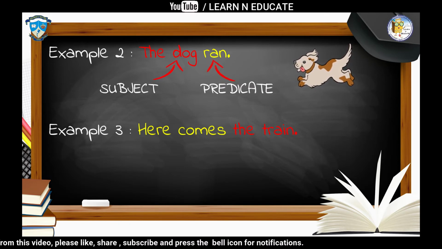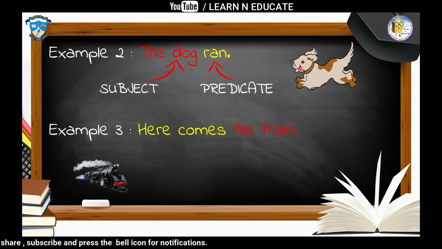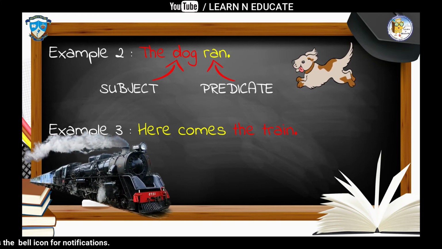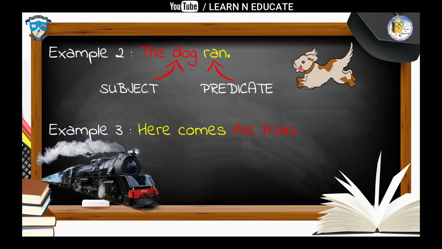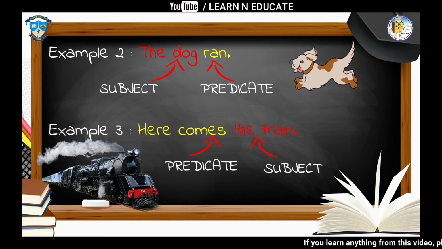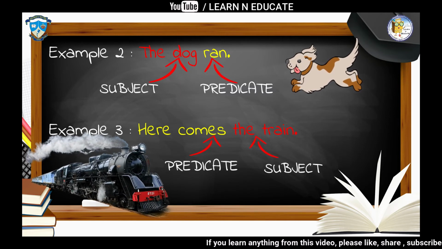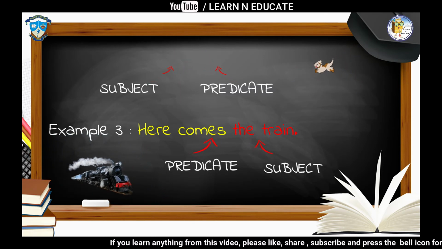Now let's see another example. Here comes the train. Can you find the subject and predicate in this sentence? Here we are talking about the train. So the train is the subject. And here comes is the predicate because it is telling us about the train. You must be thinking that how is the subject at the end? Usually, the subject comes first, but sometimes it is put after the predicate also. So it's absolutely correct to say, here comes the train.